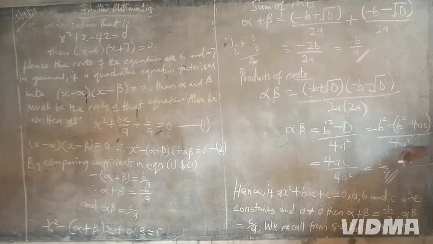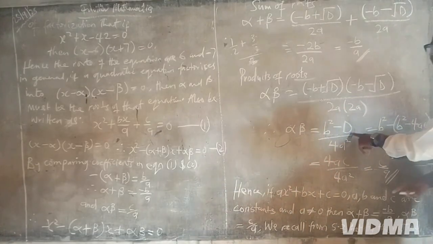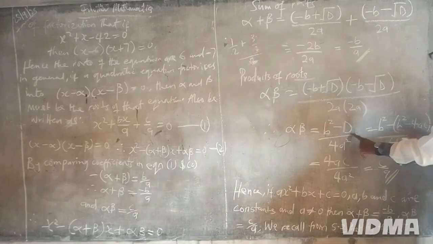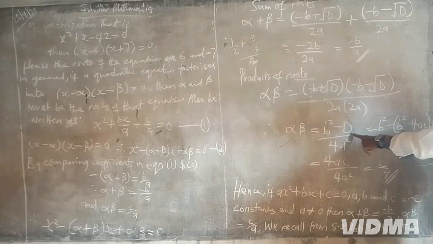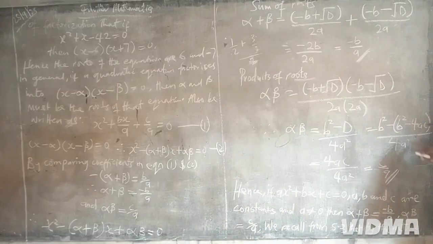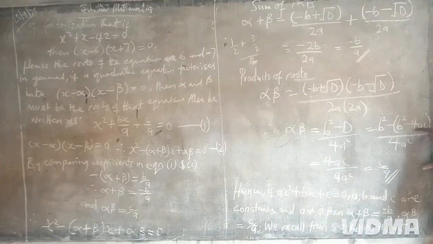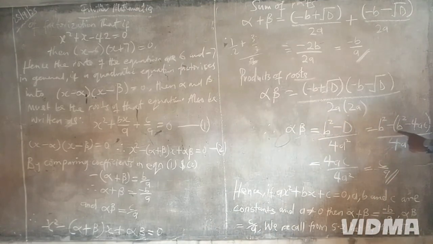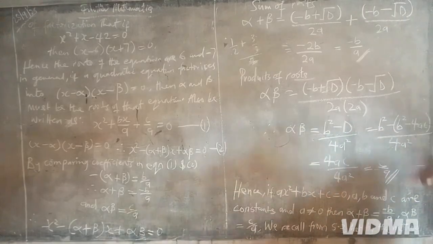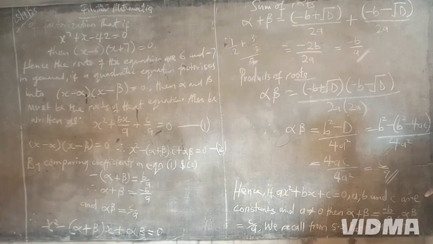So we went further by now returning the D back to the initial form where we had b squared minus 4ac. Remember we substituted b squared minus 4ac with D. So we are now returning it. When we return it, it became b squared minus open bracket b squared minus 4ac. So we are collecting like terms. b squared minus b squared is gone. Do you get it?